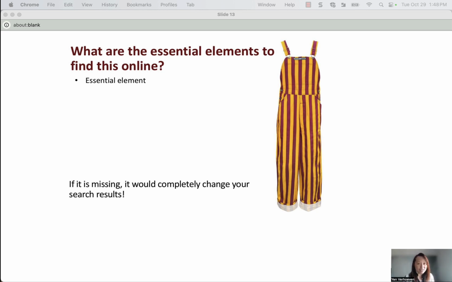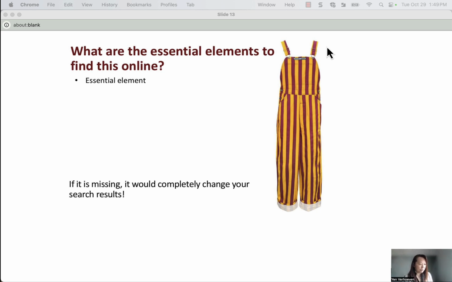Chris Stacy Bates, she's one of our subject librarians, might be one of yours, said, understanding essential elements is like going online to find a specific piece of clothing. Say for instance, I want to find and buy this specific piece of clothing online. The details that you put in your search are the essential elements.